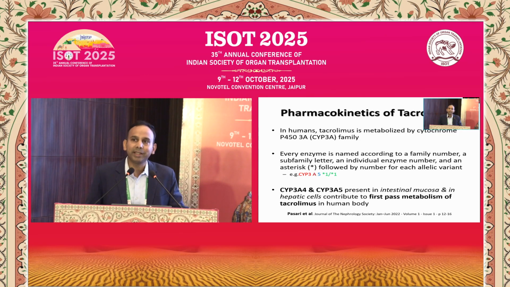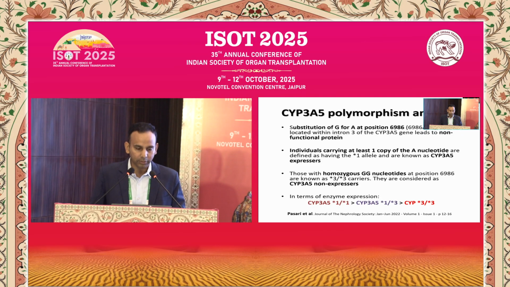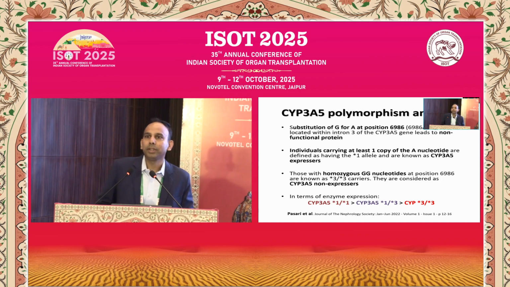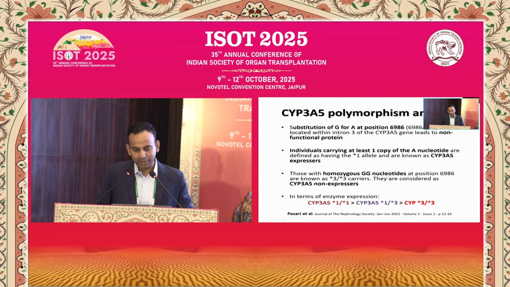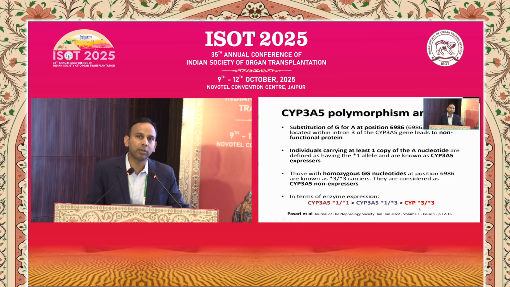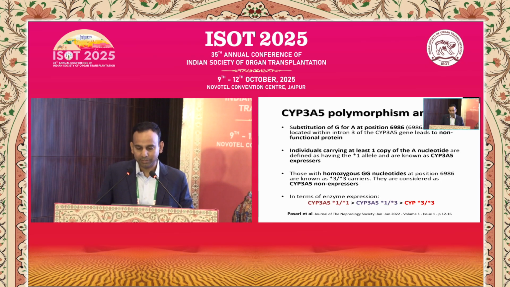In humans, CYP3A4 and CYP3A5 are mainly responsible for metabolism of tacrolimus in the intestinal mucosa as well as in the hepatic cells. Substitution of G for A at position 6986 results in a non-functional protein. So, with respect to the activity of CYP3 enzymes, it is CYP3A5*1 which has the maximum enzyme activity, and the *3 allelic variant has the least, or they are also known as the non-expressors of CYP3A5.